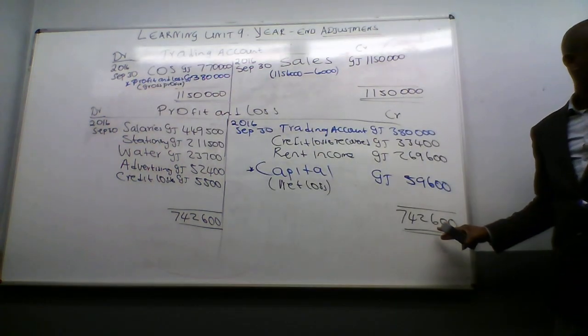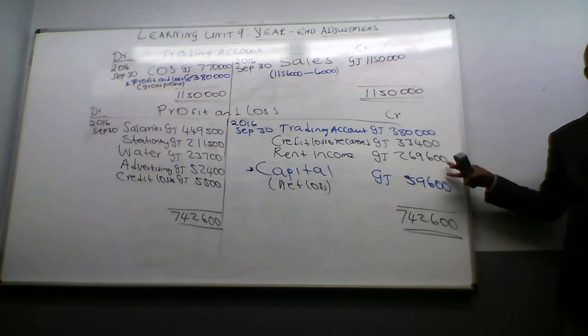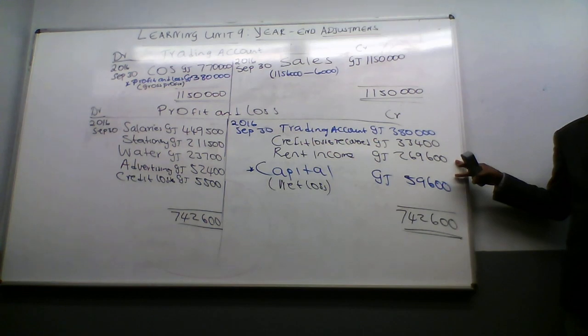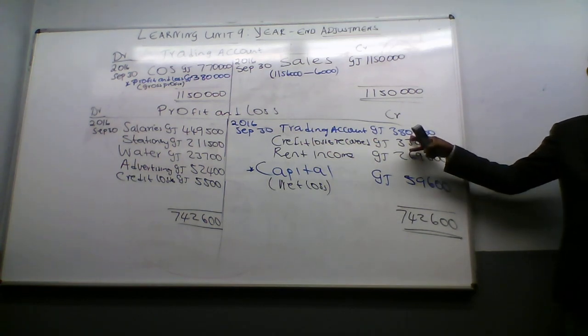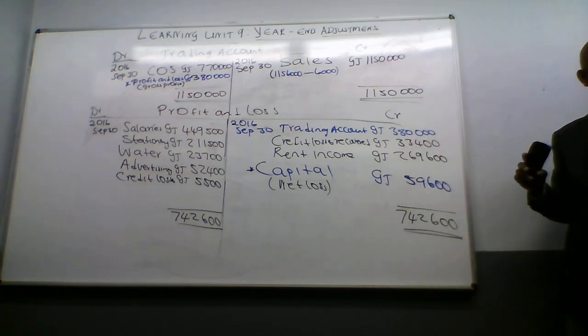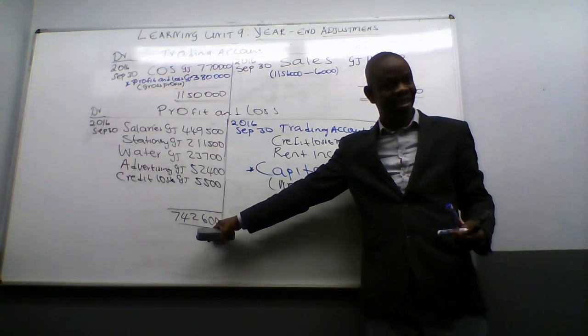She got the answer by adding trading account, credit loss, and rent income. Yes, that's the 62,000 something. No, you can't get 62,000 because it's 380,000. So she never subtracted it from the debit side. Okay, just tell us how you do that. Is this total correct?